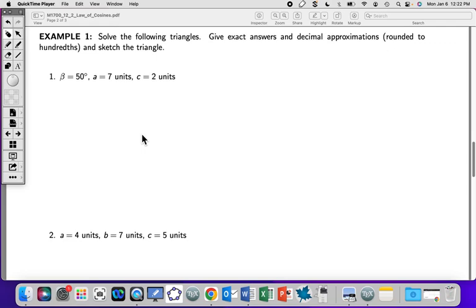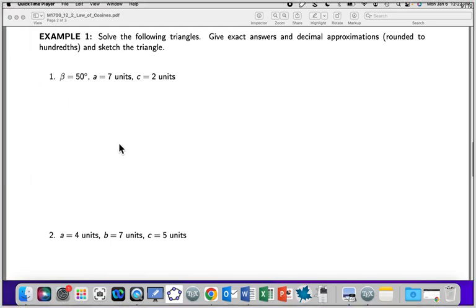Okay, let's put this to good use here in example 1. Solve the following triangles. Give exact answers and decimal approximations. Like in section 12.1, we'll be using decimal degrees here, so make sure if you're using your calculator or Desmos, you are in degree mode. Let's see what we've got going on here.